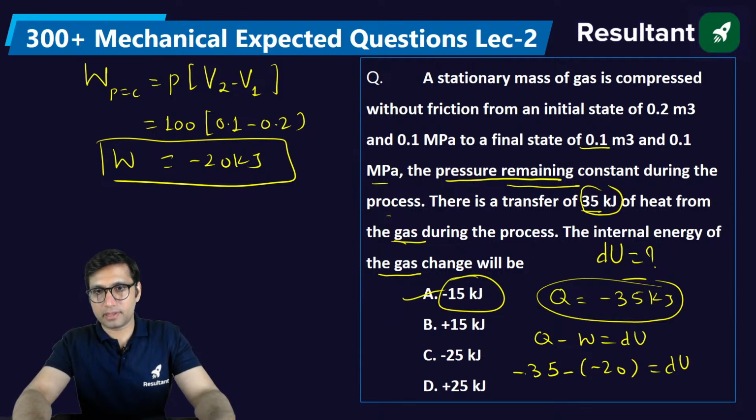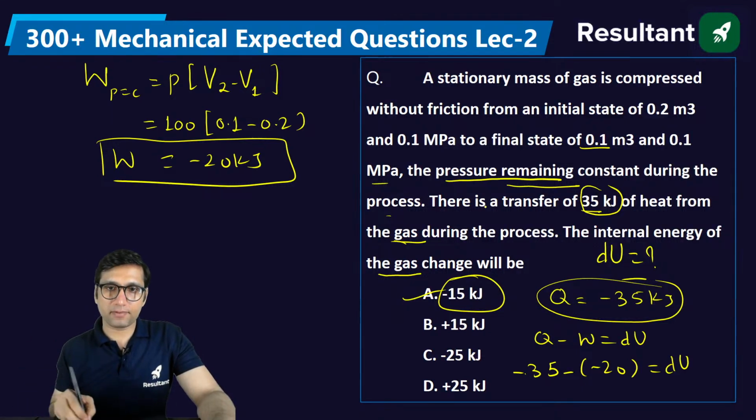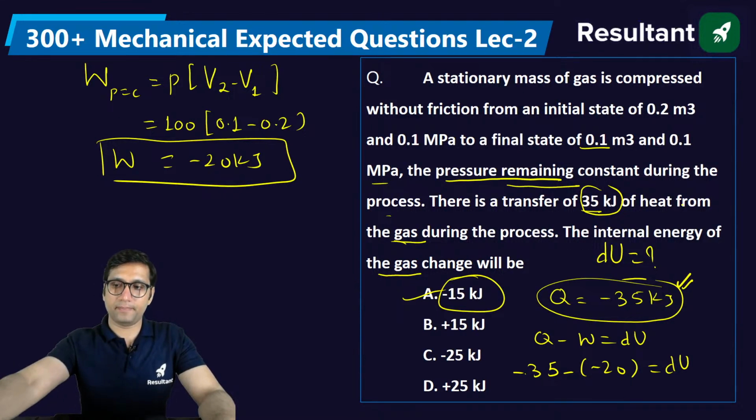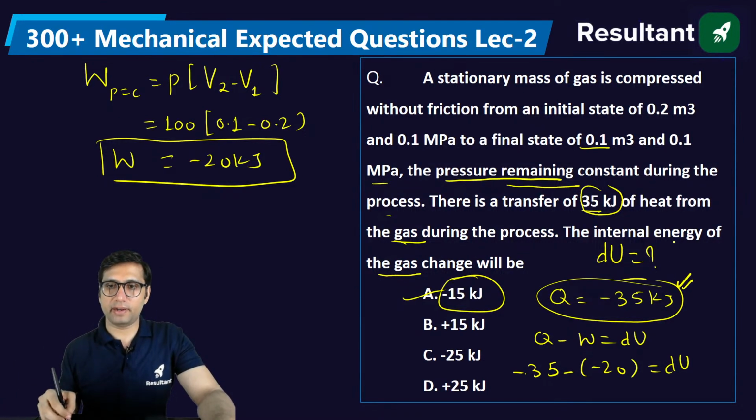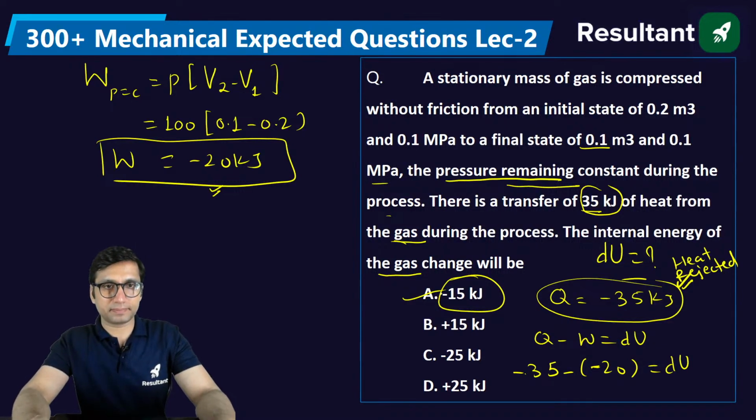Have I made some mistake? This is a heat transfer from the gas. If the heat is getting transferred from the gas, it is heat rejected. So it is heat rejected, my friend. And since it is heat rejected, there will be a minus sign. Now work is coming out to be negative. If the work is minus, so this minus sign put over here, minus minus plus. So this will be minus 15. Are you getting minus 15?